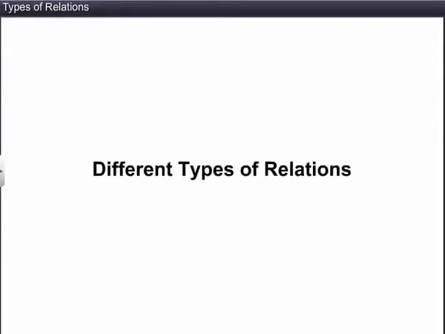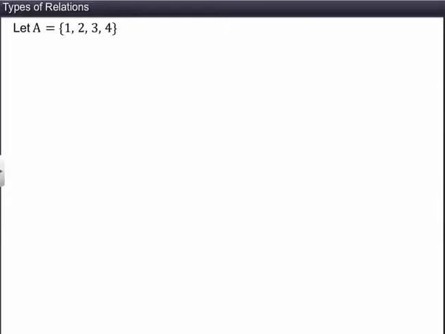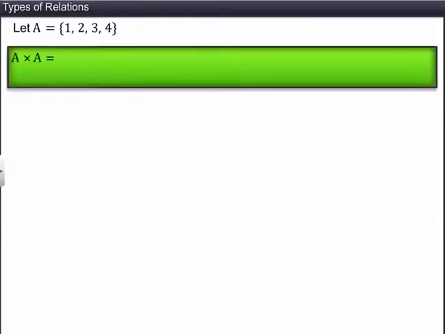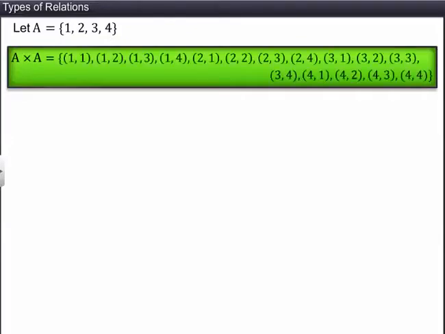Let us now learn about the different types of relations. Consider set A with elements 1, 2, 3, and 4. The Cartesian product of A with itself consists of 16 ordered pairs, as shown here.